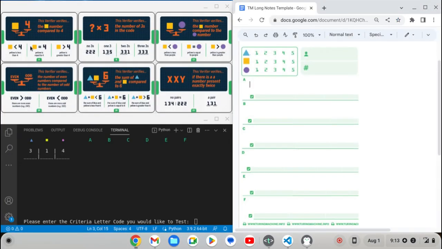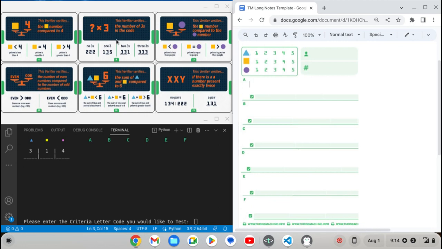So in the grid above, we've got our 6 criteria cards. On the top row, we've got criteria card A, criteria card B, and criteria card C. On the bottom row, we've got criteria card D, criteria card E, and finally criteria card F. Criteria card A looks at our middle digit, the square digit, and compares it to the number 4. So should the value of square be less than 4? Should it be equal to 4? Or should it be greater than 4?